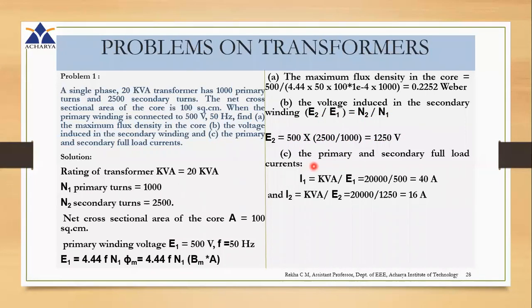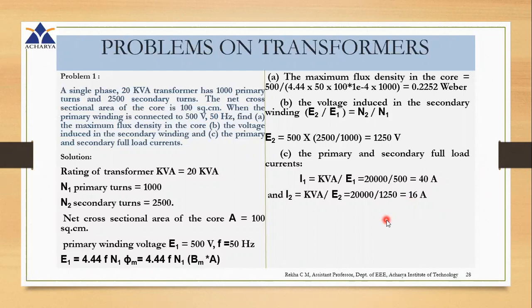Next, we need to find the primary and secondary full load currents. The primary current I1 is equal to kVA divided by E1. So we have 20 kVA divided by E1, which gives 40 amps. Again, for the current I2, kVA divided by E2, that is 20 kVA divided by 1250 volts. So we get 16 amperes.